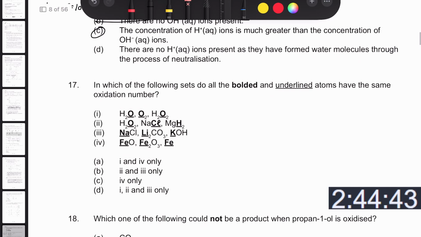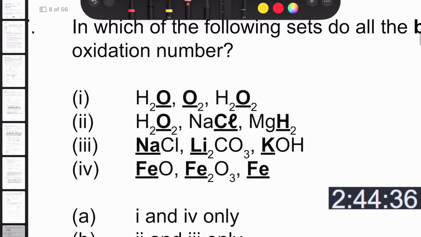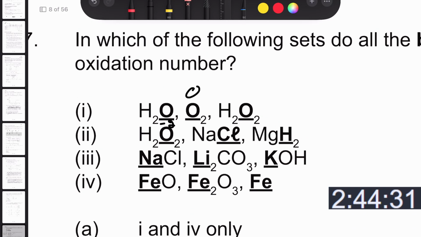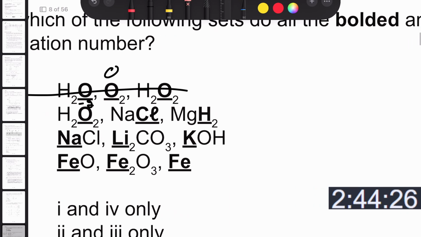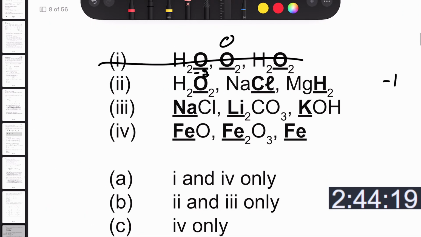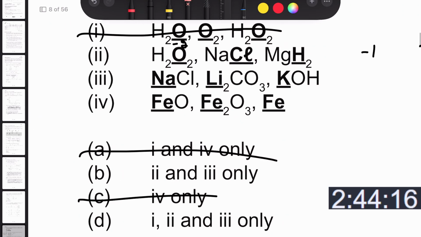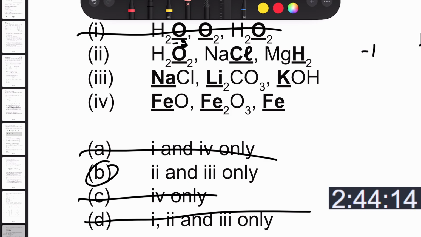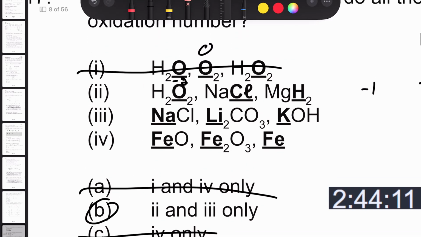Which of the following sets do all the bolded and underlined atoms have the same oxidation number? So that's just -2, that's 0. It's 2, so it's not that. The O2 there is going to have -1, the Cl is going to have -1, and the Mg is going to have -1. So 2, and it's not 1, so it has to be this. 3 plus 1 plus 1 plus 1. Fe here has -2, -3.